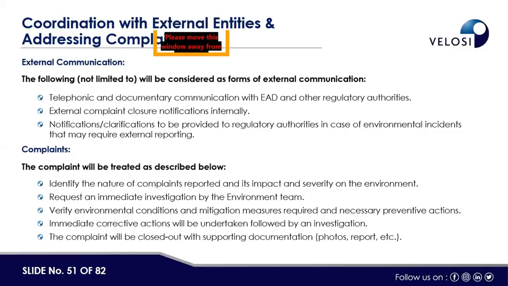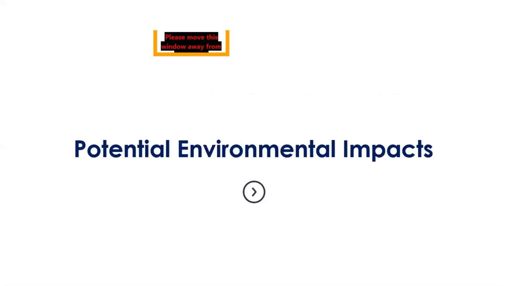The complaints will be treated as described below. Identify the nature of the complaints reported and their impact and severity on the environment. Request an immediate investigation by the environment team. Verify environmental conditions, mitigation measures required and necessary preventive actions. Immediate corrective action will be undertaken, followed by an investigation, and the complaint will be closed out with supporting documents, photos and reports. So this is the complaint procedure that we identified during the execution of the project.